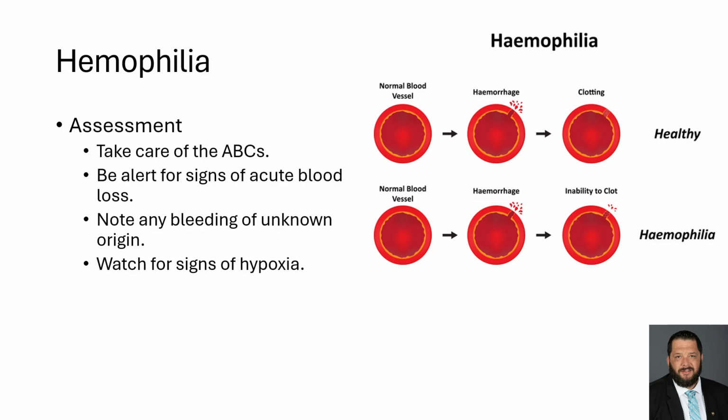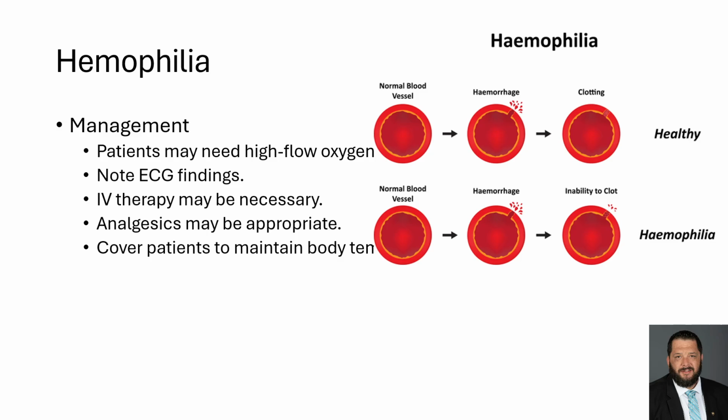We may end up in states of hypoxia. These patients will likely need high flow oxygen. Note any ECG findings if the patient is on a cardiac monitor and you have those capabilities. IV therapy and fluid boluses may be required, and analgesics for advanced level providers may also be appropriate. With a reduction in blood volume, make sure that you help the patient maintain body temperature, so you may need to cover the patient and keep them warm.